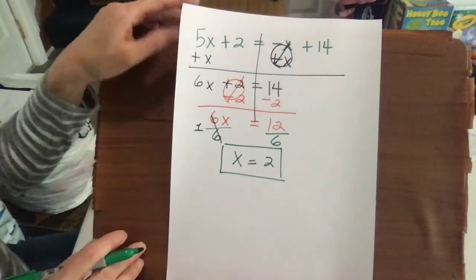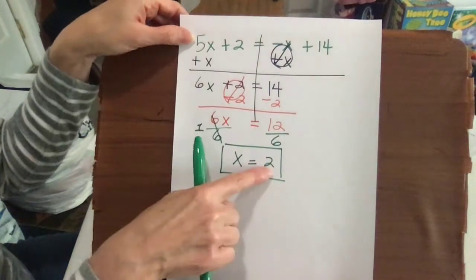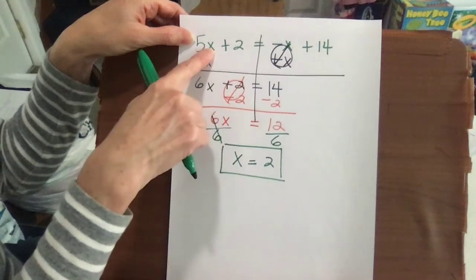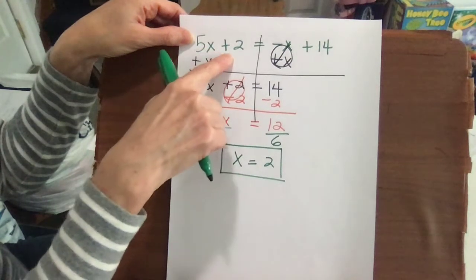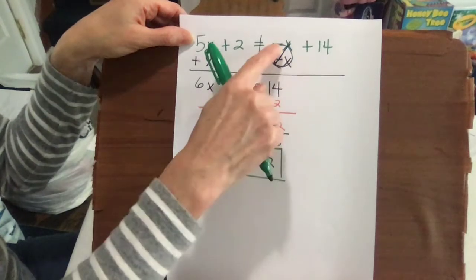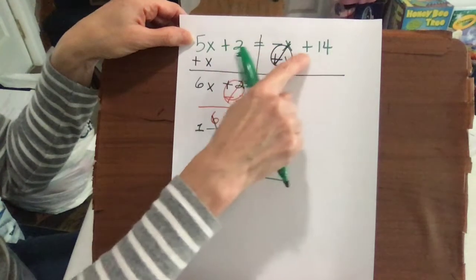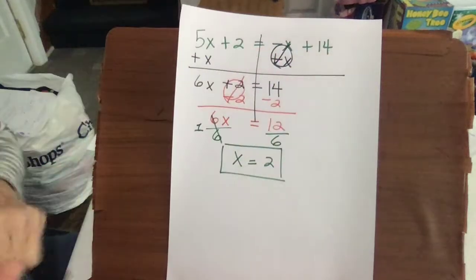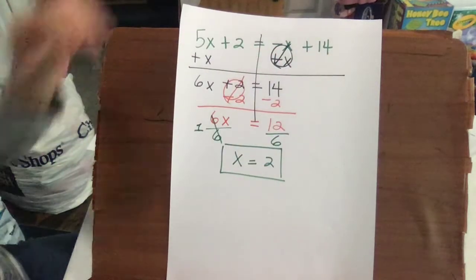Now if you wanted to check yourself, you do a quick check. Take your 2 and substitute it in for x. 5 times 2 is 10, plus 2 is 12. So that's how it would be 12. Plug in x here. The opposite of 2 is negative 2, plus 14 would also be 12. So you can do some quick checks in your head right away.